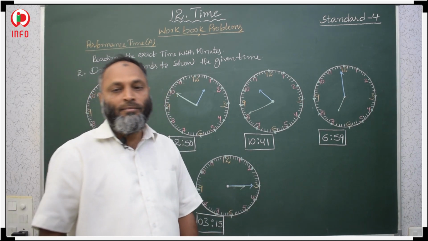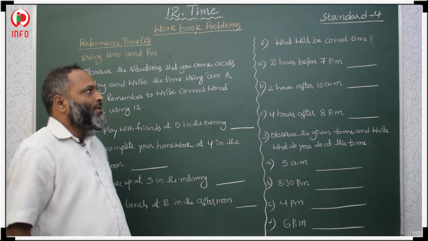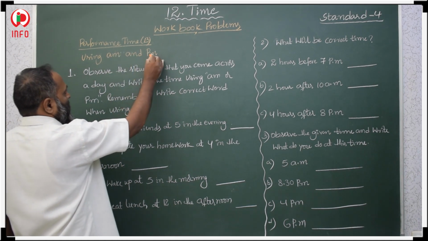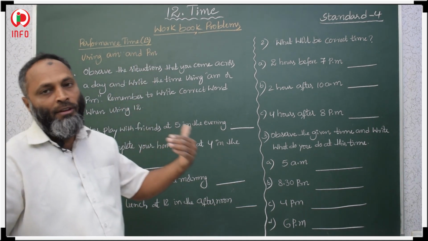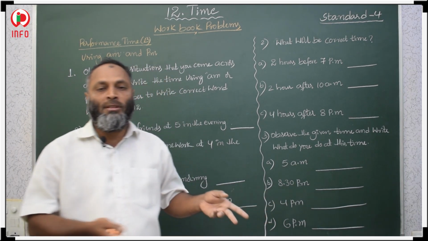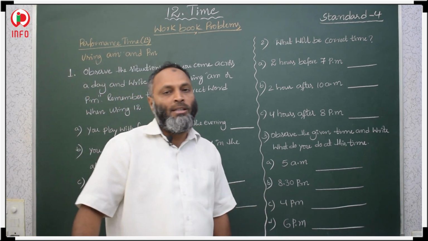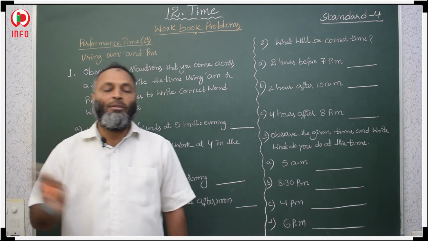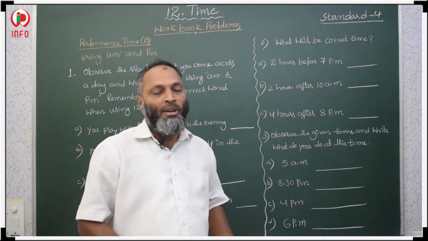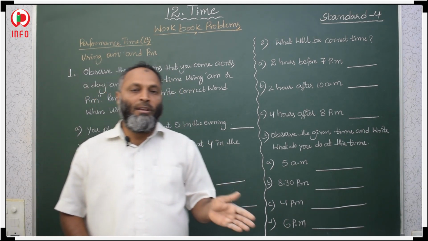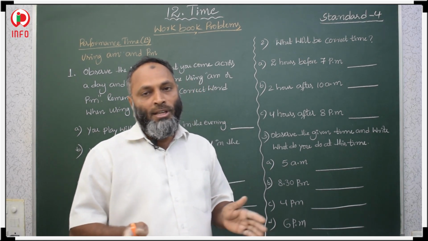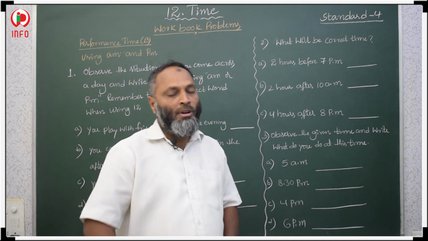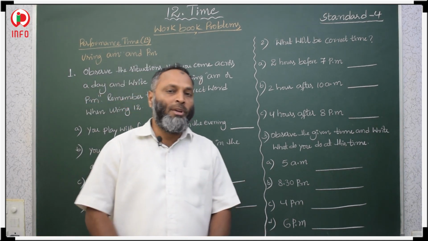Okay students. Now see here in performance time B, using AM and PM, anti-meridian and post-meridian. When do we use AM and when PM? The morning time is AM. Afternoon till night, before midnight, is PM. AM is after midnight, 12 midnight to 12 noon. PM means after 12 noon to before midnight 12. That is PM, okay.